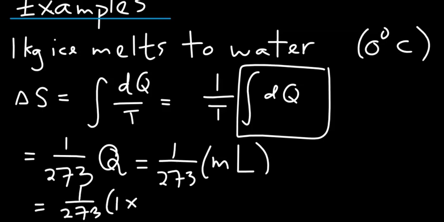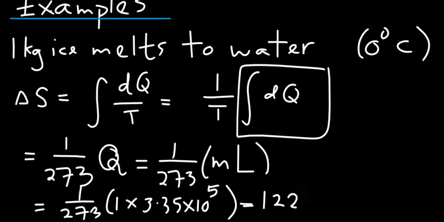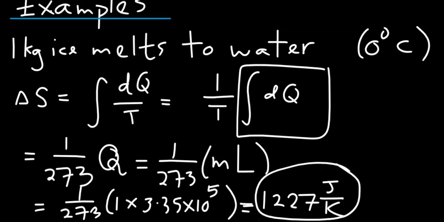That is 1. The heat of fusion for water is 3.35 times 10 to the power 5 joules per kg, which will give you 1,227 joules per Kelvin. So that is the change of entropy for this process.